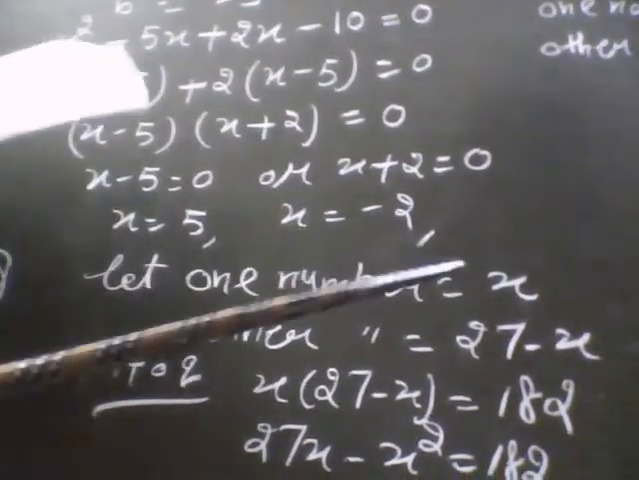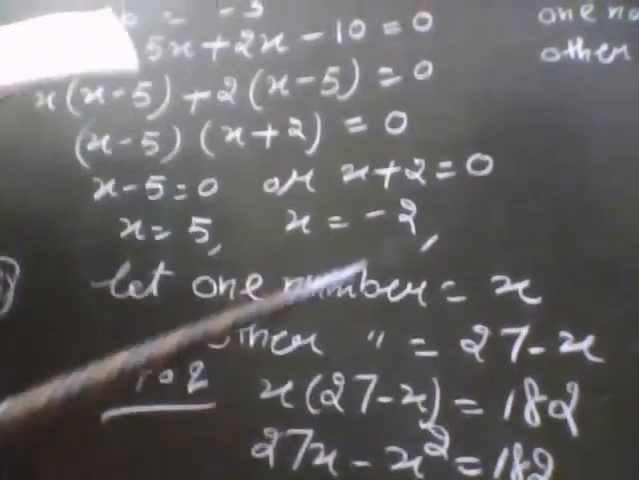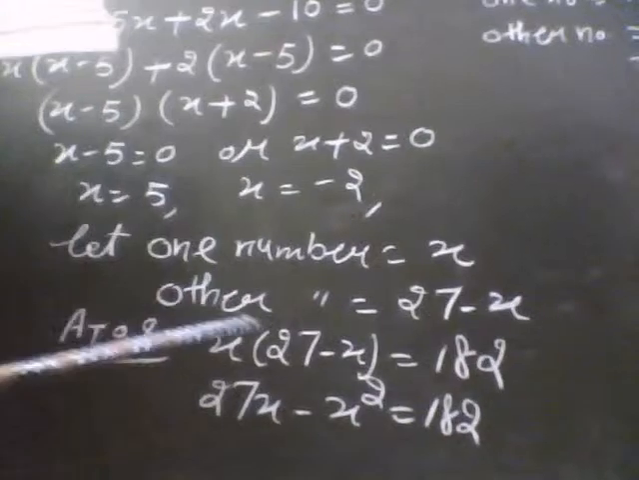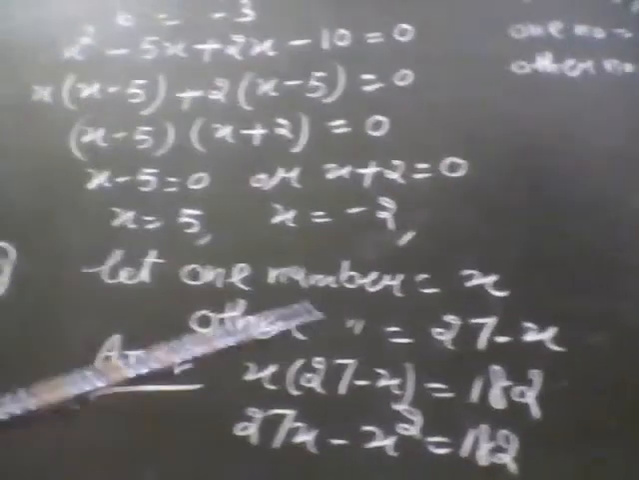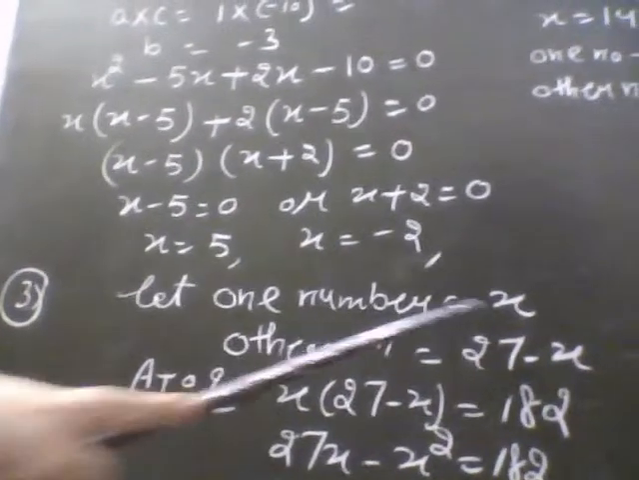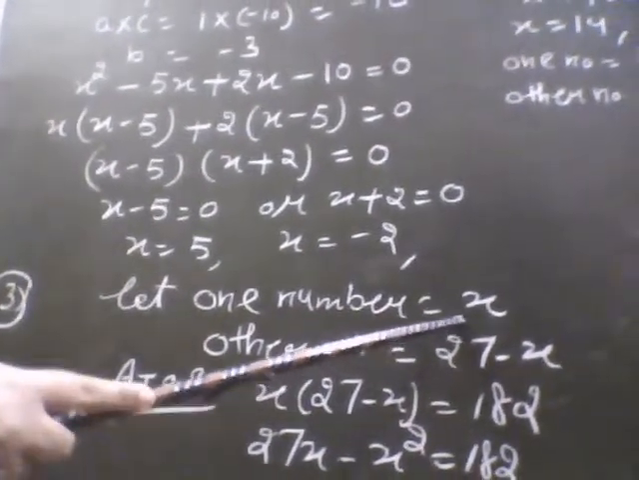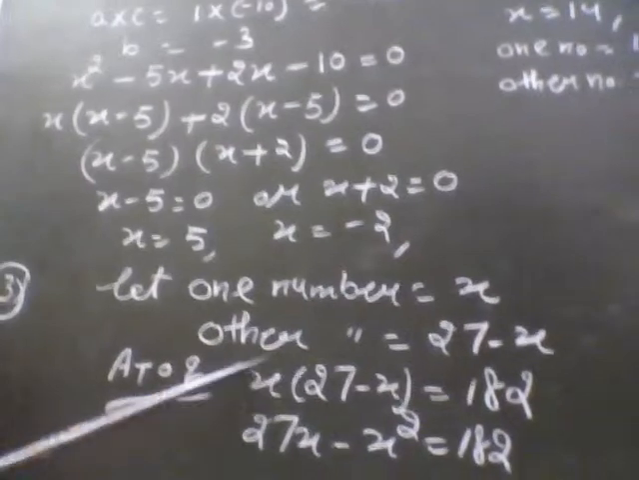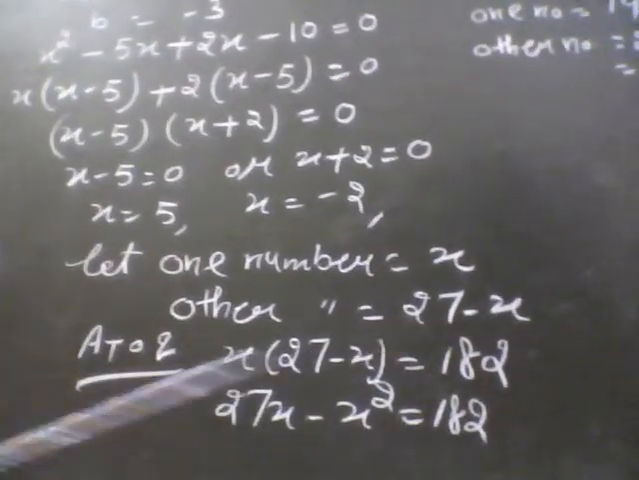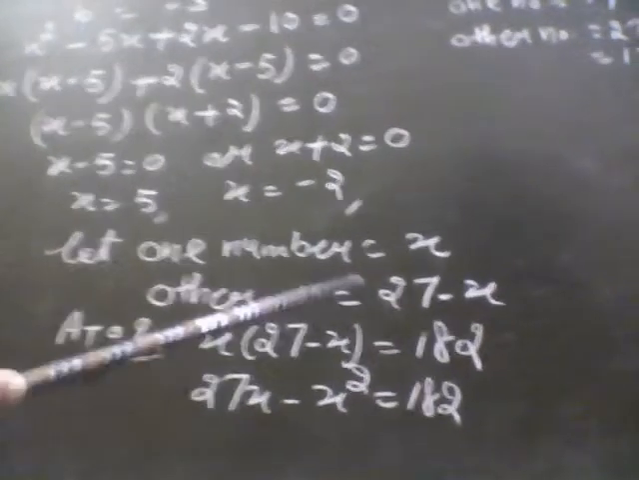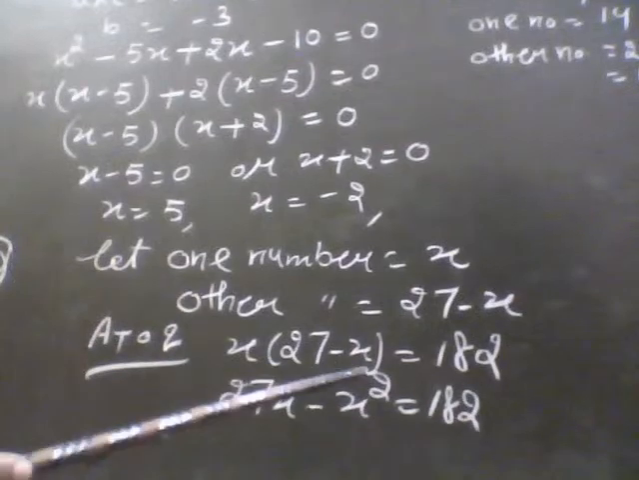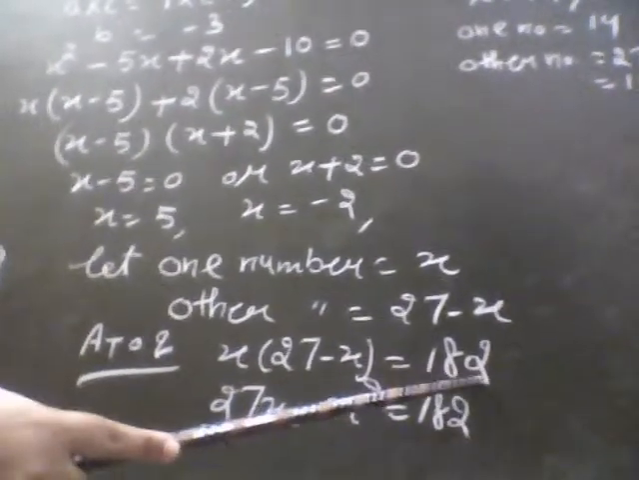Now the word problem of this exercise, question number 3. Find two numbers whose sum is 27 and product is 182. Let one number be x, because the sum of the two numbers is 27. So the other number will be 27 minus x. Now according to the question, the product of these two numbers is given as 182. So x into 27 minus x will be equal to 182.